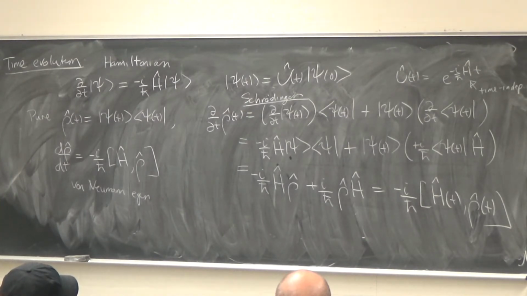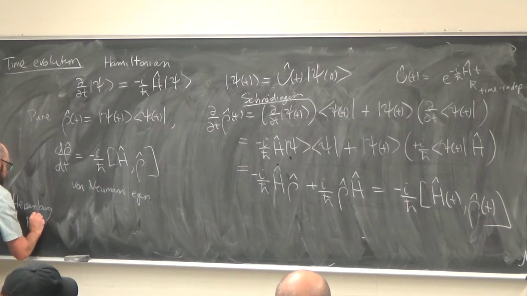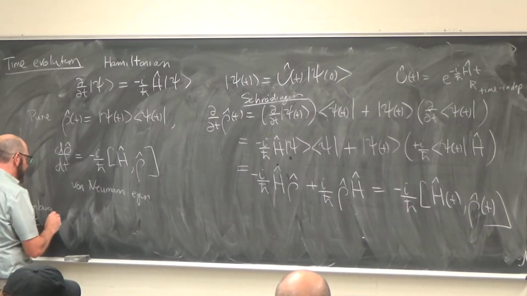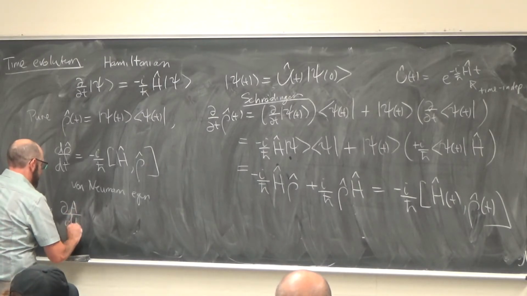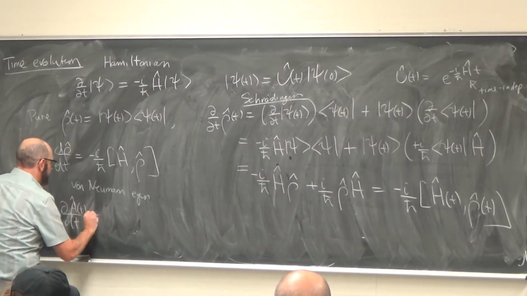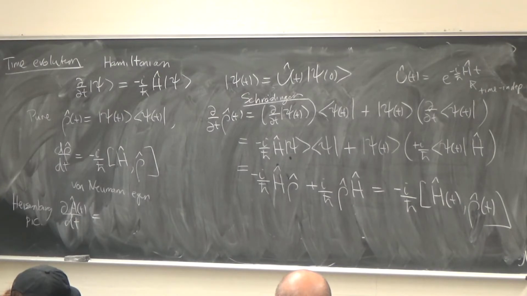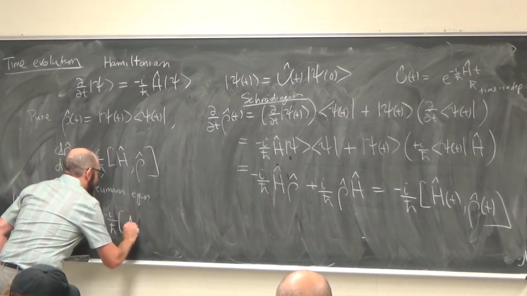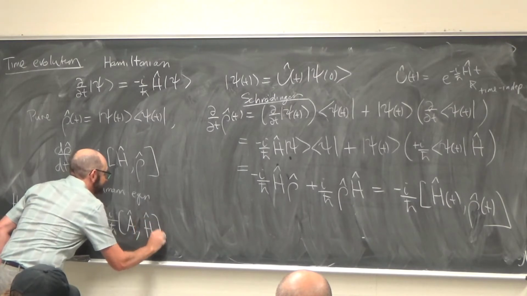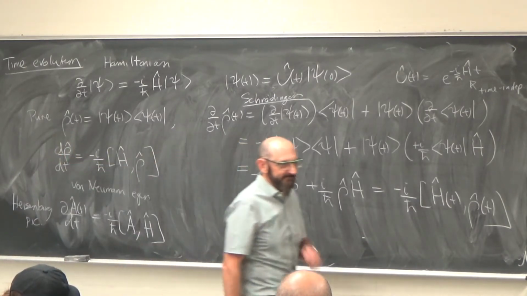Question for you folks, in the Heisenberg picture, if I have an observable that I think of as evolving as a function of time, what is the differential equation for this? It's the same but with the opposite sign. Exactly, it's the opposite sign. And I like to write it like that.